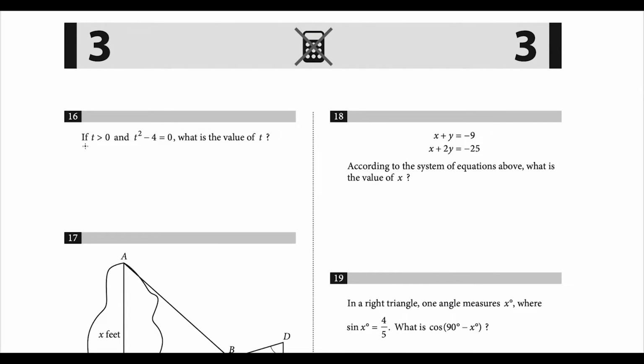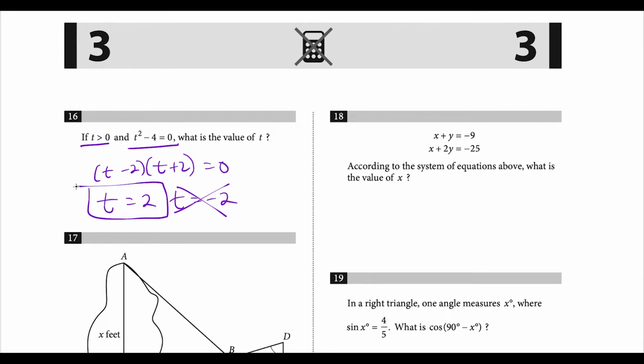So we're up to question 16, and now we're out of the multiple choice. We have if t is greater than 0, and this is our equation, what is the value of t? Well, just know this factors to t minus 2 times t plus 2. That's a difference of 2 squares, and that's going to give us 2 roots, t equals 2 and t equals negative 2, but t is greater than 0, so that means we're going to reject this one and say t equals 2 is our answer.